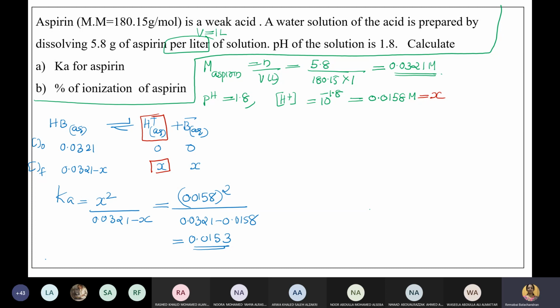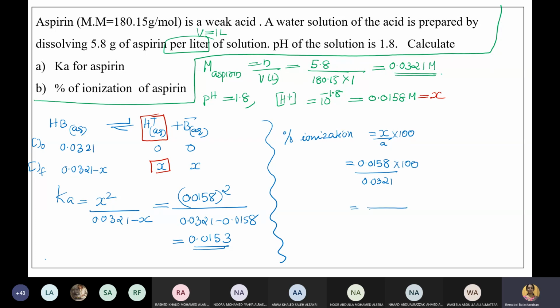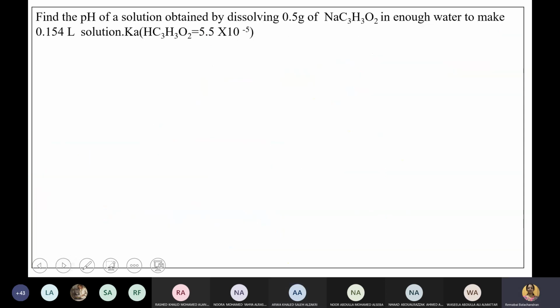So Ka is done. Now percentage of ionization. How do you find percentage of ionization? What's the formula? x over A multiplied by 100. So you know the value of x, 0.0158. A is 0.0321 times 100. So you will get the answer, okay? I hope it is okay for you.